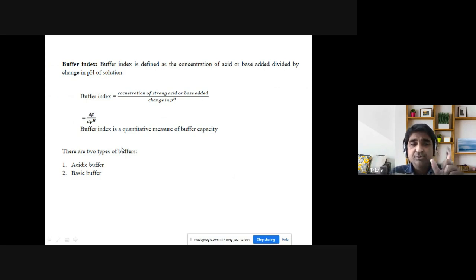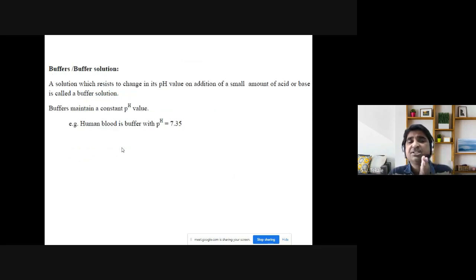So up till now what have we seen? We have seen that a buffer is a solution which resists change in pH value on addition of a small amount of acid or base to it. These buffers have a good ability to maintain their pH even though a small amount of acid or base is added. And a natural example of this buffer is human blood. Our human blood has a pH in the range of 7.35. It is slightly alkaline in nature.